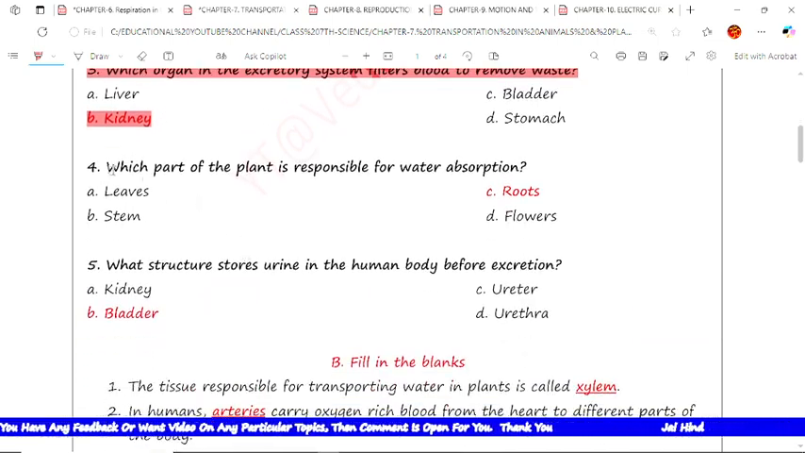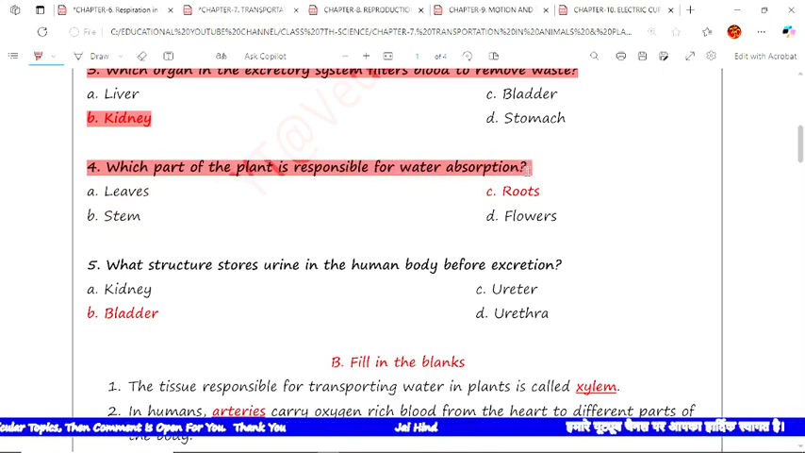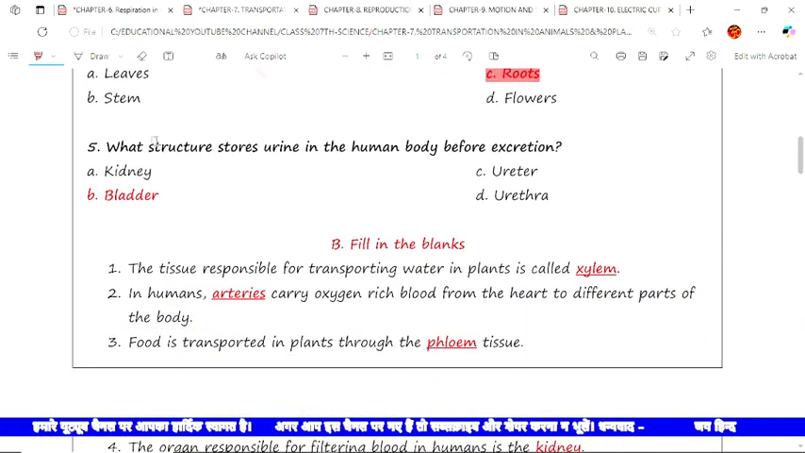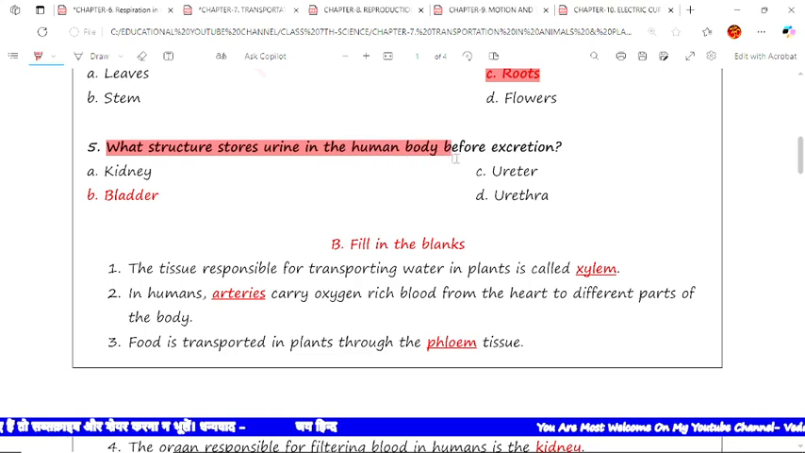Now the next question is, which part of the plant is responsible for water absorption? The options are leaf, roots, stems and flowers. The correct answer is roots. Now the next question is, what structure stores urine in the human body before excretion? The options are kidney, ureters, bladder and urethra. The correct option is B, that is, the bladder.